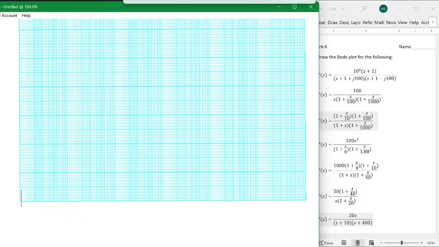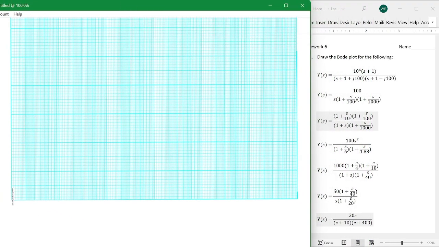So here's my drawing. And here is my function. So basically, what do I do with this one? First thing you do is 0.1, 1, 10, 100, 1,000, 10K, 100K, right? 10.